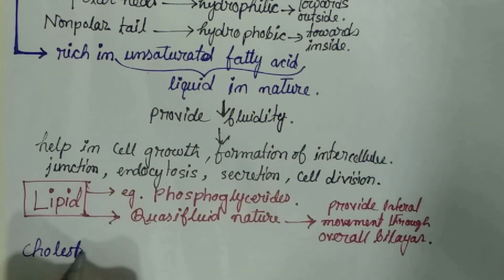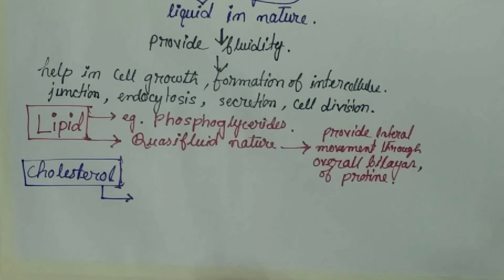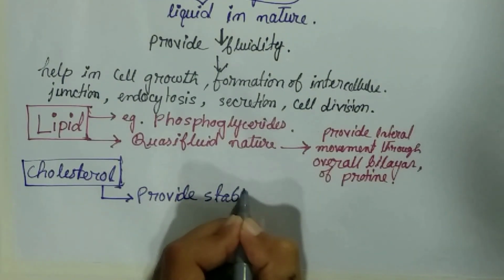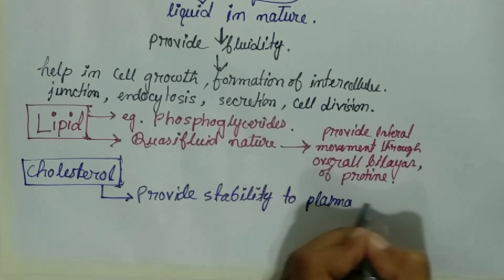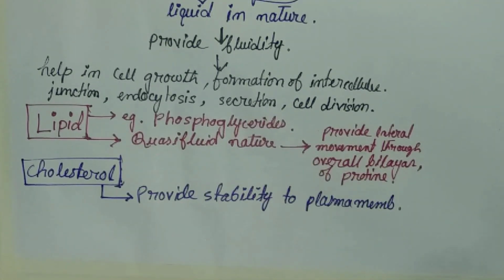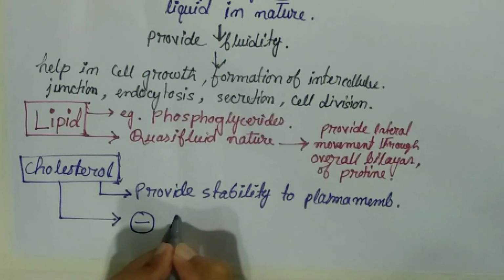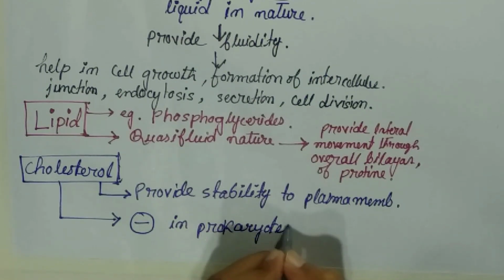Moreover, we find some amount of cholesterol in the phospholipid layer. This cholesterol provides stability to the plasma membrane. But this cholesterol is absent in the plasma membrane of prokaryotes.